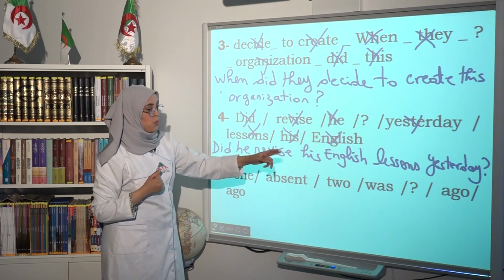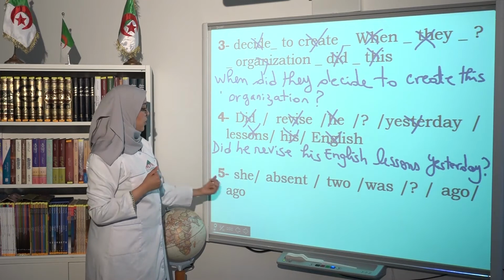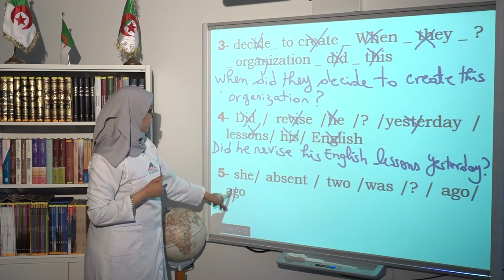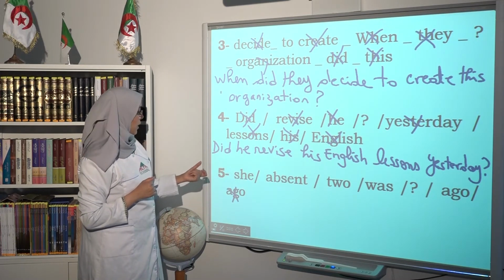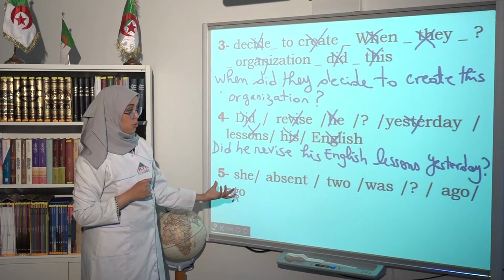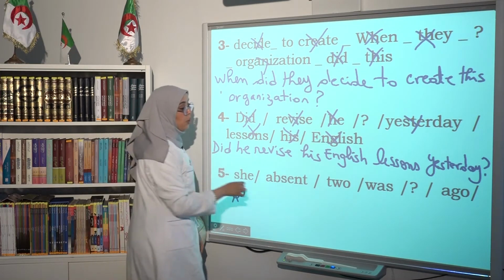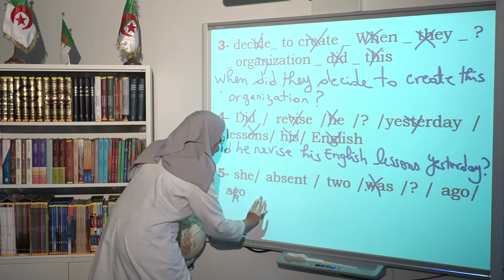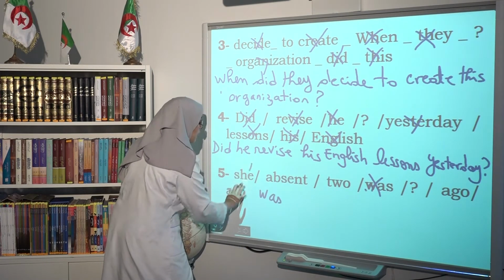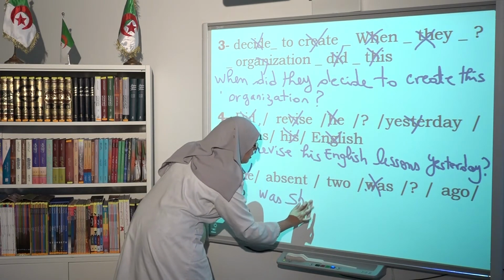She, absent, to, was, question mark, ago. Ago is repeated. Okay. So how would I start this question? It's a yes or no question. It starts with was. Was, subject, she, verb.